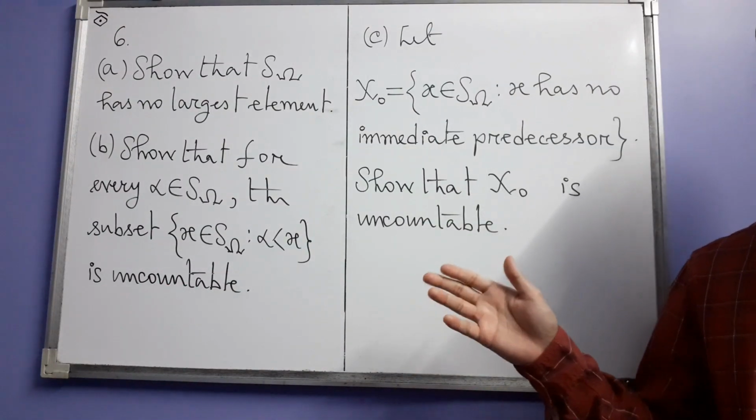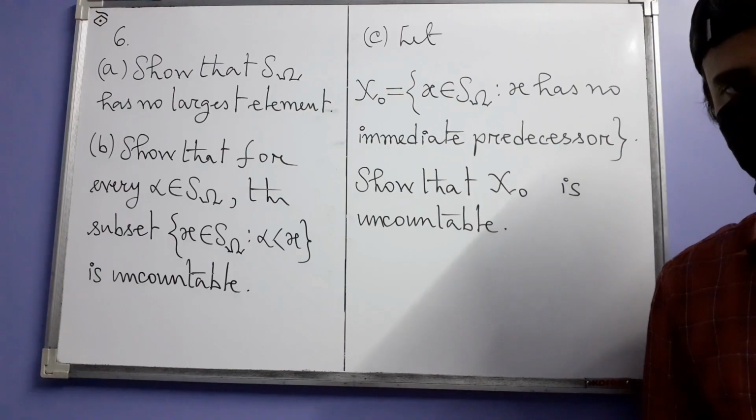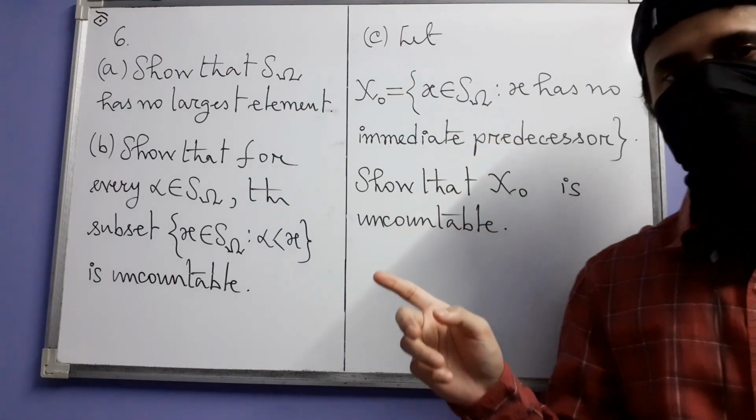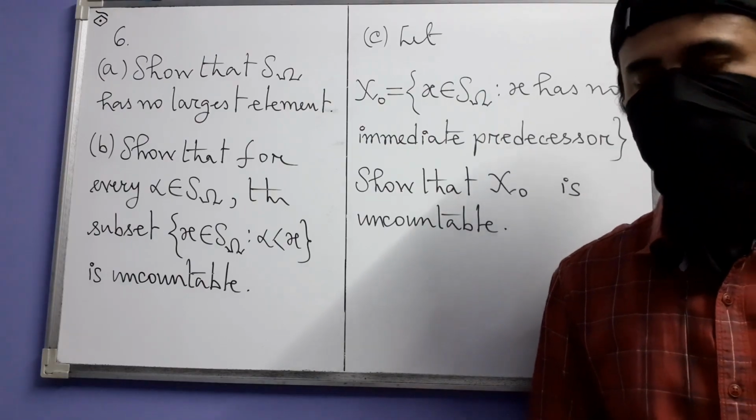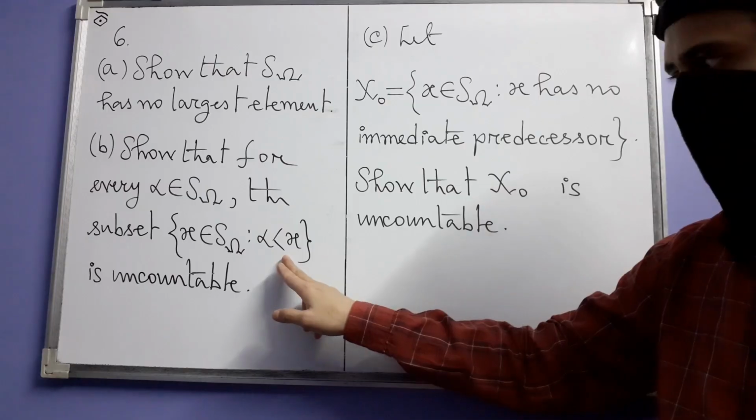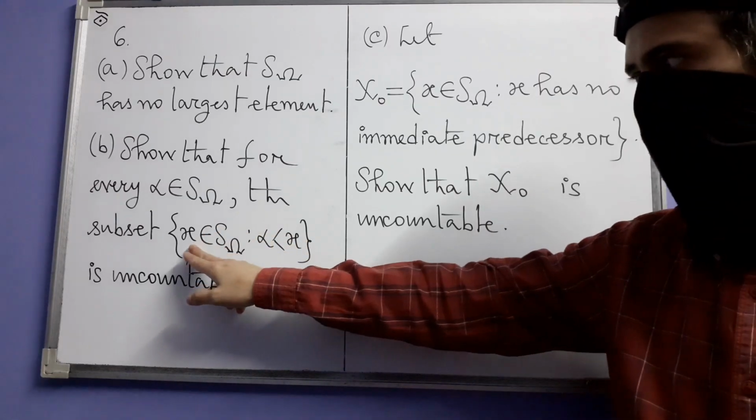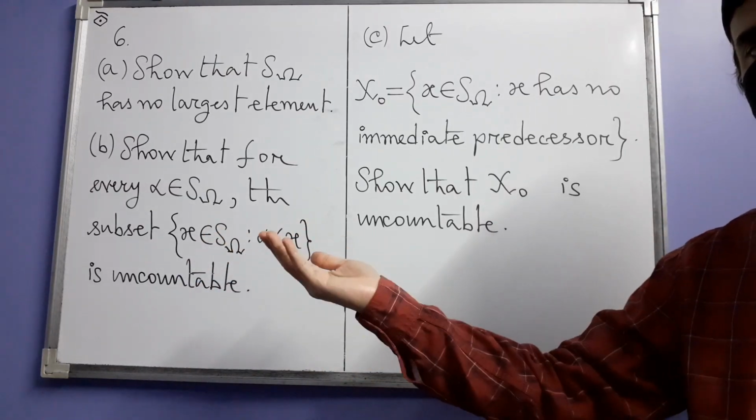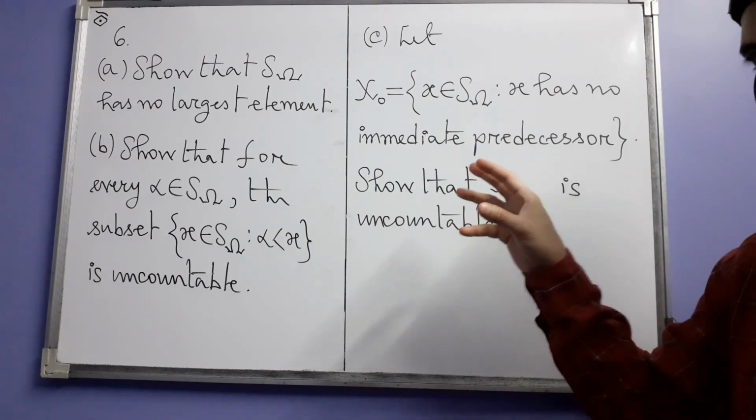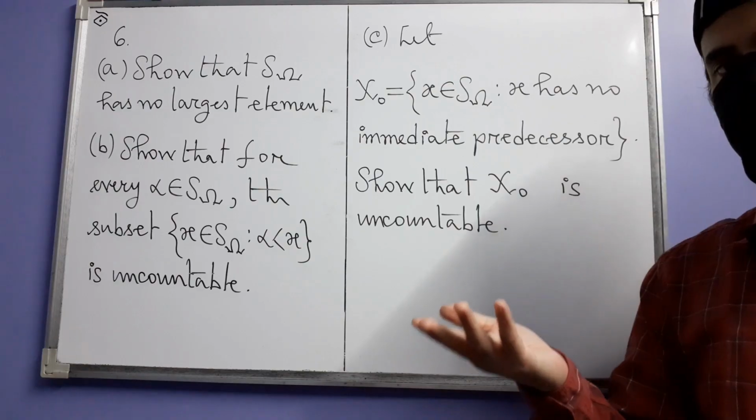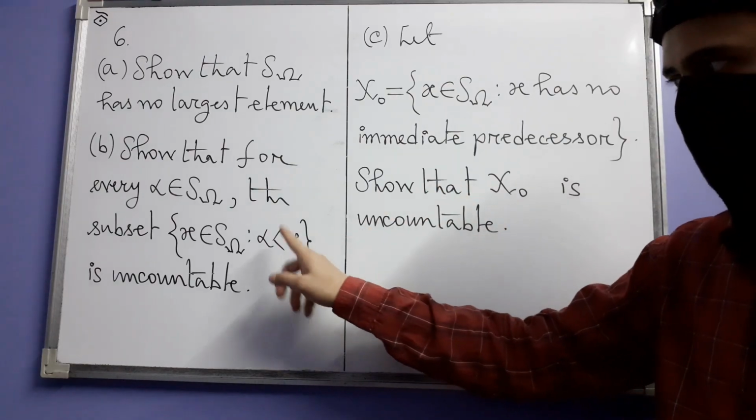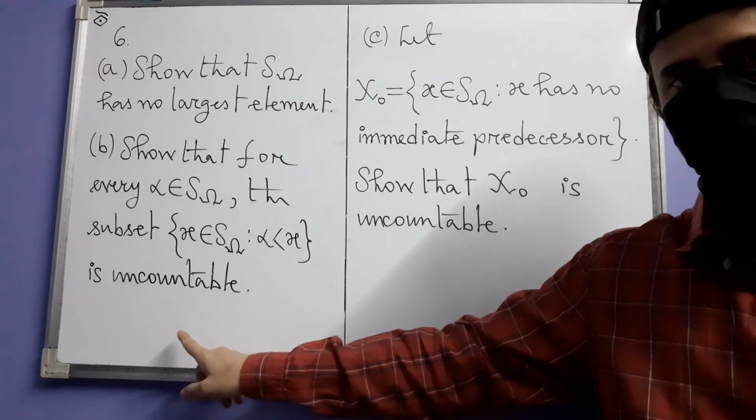This sixth exercise is about our set S omega. It has three parts. In part A, we have to prove that S omega has no largest element. In part B, we take any element alpha in S omega and consider this set. This is the set of those elements x in S omega that exceed alpha, that is, which are greater than alpha. You can think of it as the opposite of the section of S omega by alpha. We have to prove that every such subset is uncountable.